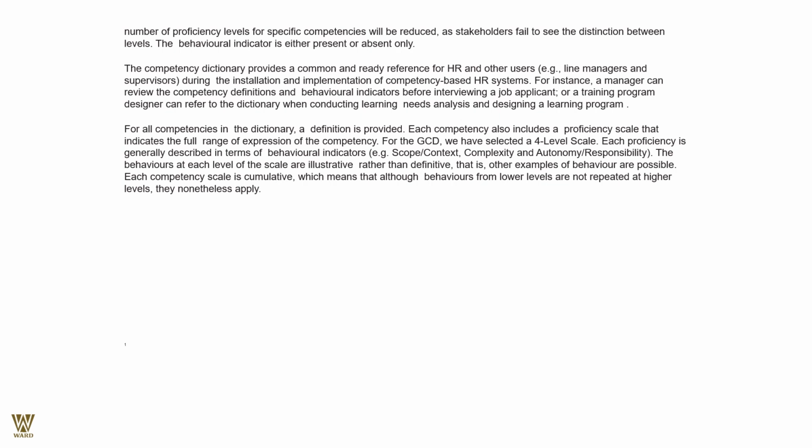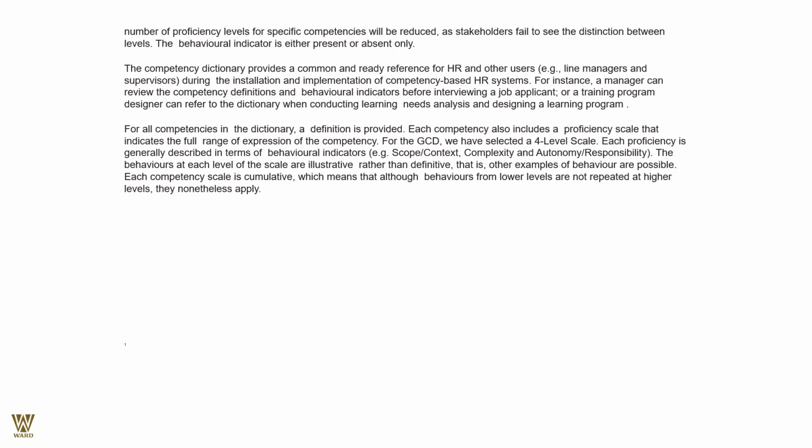The competency dictionary provides a ready reference for human resources and probably every other employee. When I say employees, I mean different lines of employees: line 1 the front line, line 2 the supervisory, line 3 the managerial, line 4 the directors or the board of governors, as the case might be, during the installation and implementation of a competency based HR system.